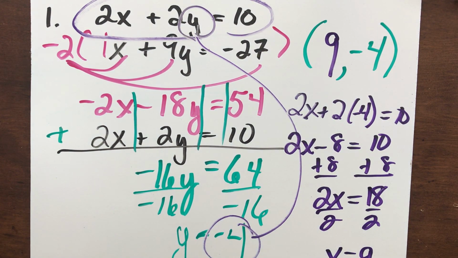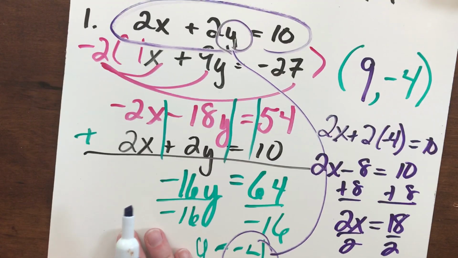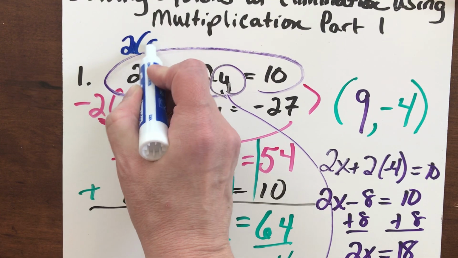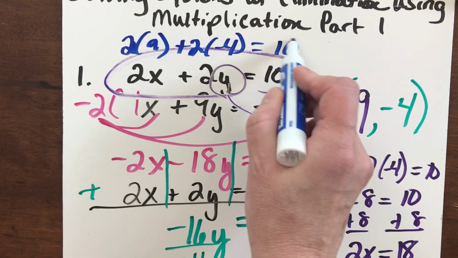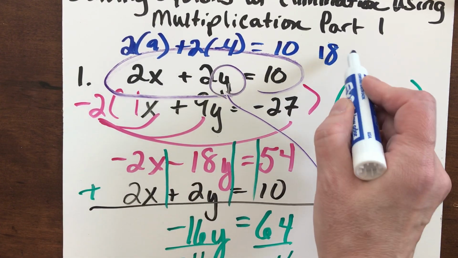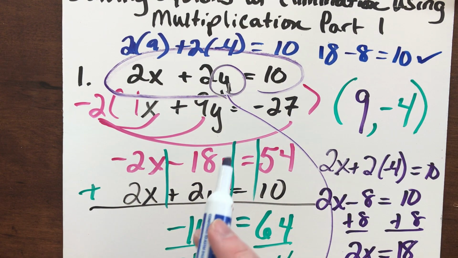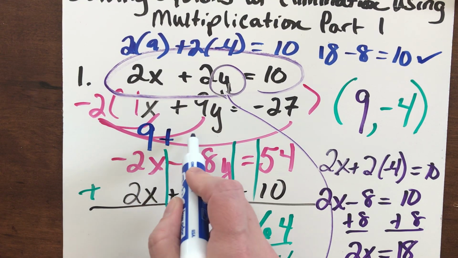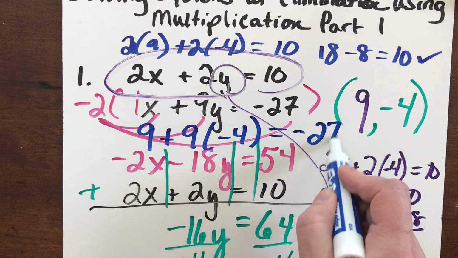Now again, if you want to check it, all you need to do is plug your x and your y into your 2 original equations. That would be the easiest thing to do. So let's check if it's 9, -4. So 9 goes in place of all the x's. So I'm going to have 2 times 9 plus 2 times -4 should equal 10. 2 times 9 is 18. 2 times -4 is -8. And is 18 minus 8 10? Yep. Down here, we're going to put the 9 in place of the x, plus we have 9 times -4. And if we did that right, it should equal -27.